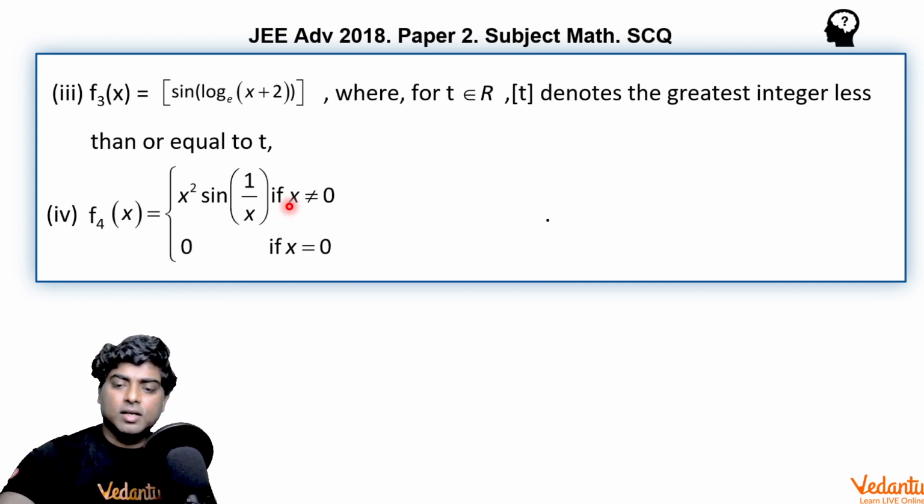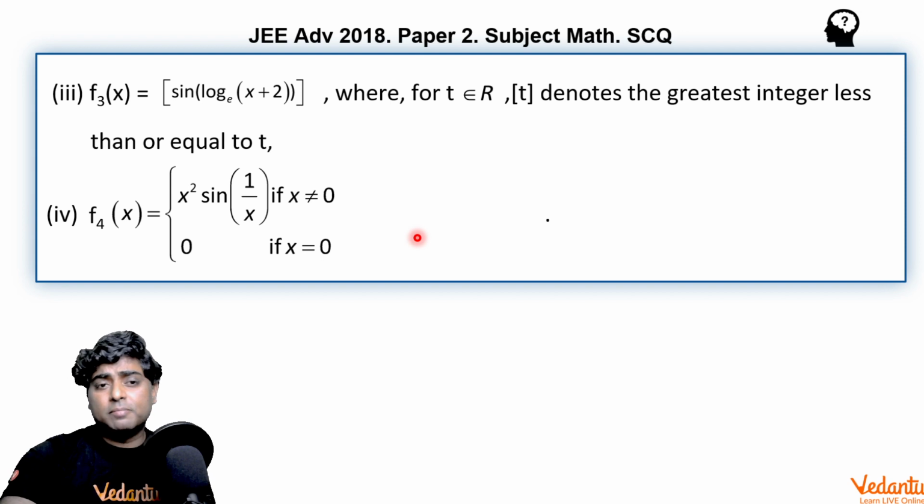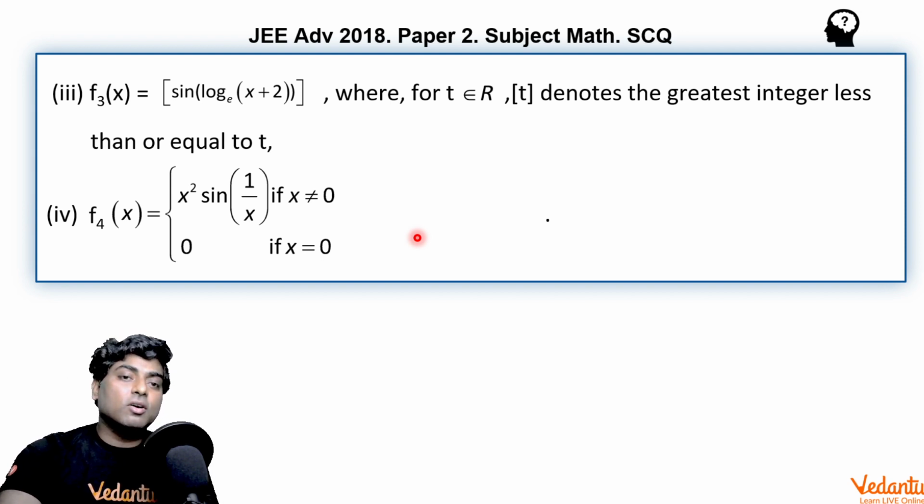If you have seen this function in the chapter limits, continuity and differentiability, it is generally presented as an example of some function which is differentiable at x equal to 0 but the derivative is not continuous at x equal to 0. We will see in detail. We'll discuss this aspect of f4.